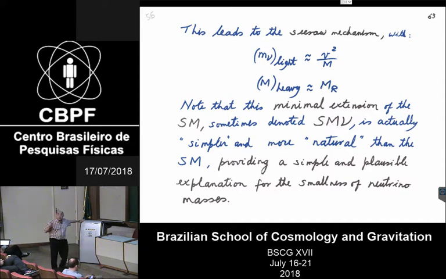What is the defect of the seesaw? You don't know what this scale is. This is the defect of many theories, like SUSY. SUSY is beautiful, no question, but where is the SUSY breaking? We don't know. If the experiment puts more limits, then we put the masses larger. That is contrary to the standard model.